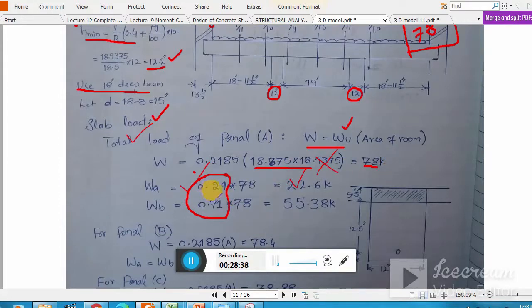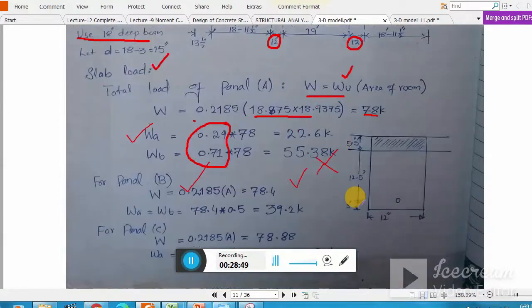Now 29% will be distributed in the shorter direction and 71% will be distributed in the longer direction: 22.6 kip and 55.38 kip. This is the cross section of the beam, basically 12.5 inches wide with 3 inches effective cover, and remember the total effective depth is this one, that is d, and d is 15 inch.